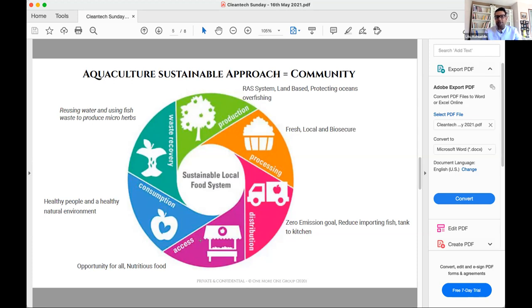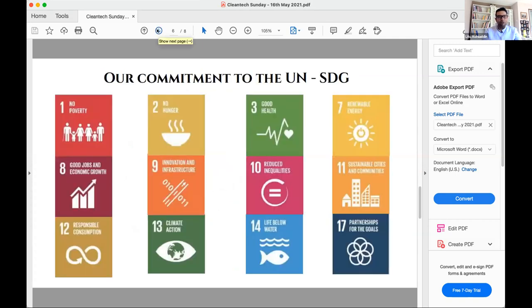role there. In terms of consumption, if we know that healthy people and healthy life would definitely make a significant change in terms of natural environment. And waste recovery, the recirculating aquaculture system only disperses 3% water throughout its whole cycle. And there are 17, so out of 17, we got nearly 12 sustainable development goals. We can pick it up in terms of utilizing aquaculture for both of the farms.